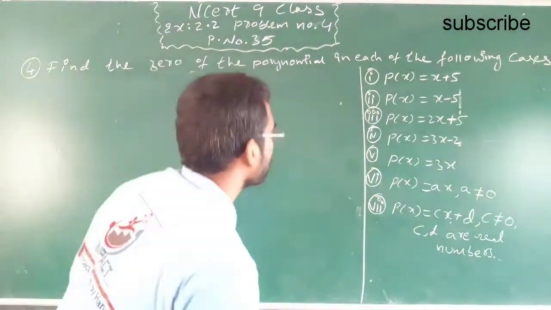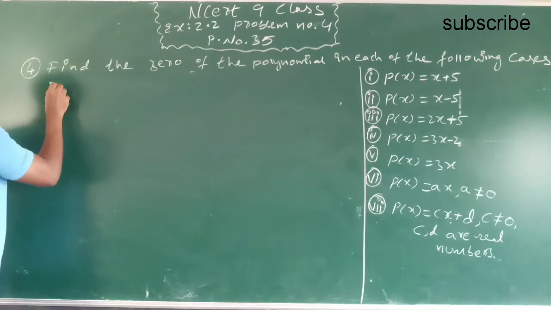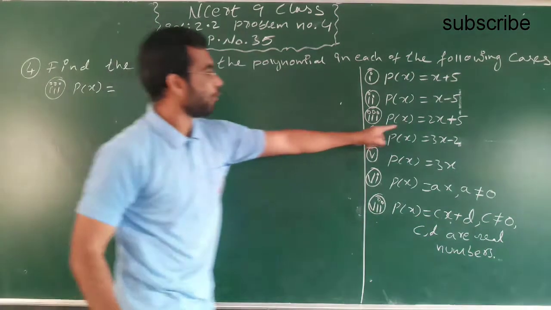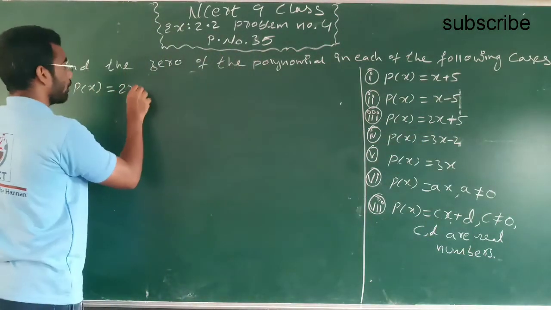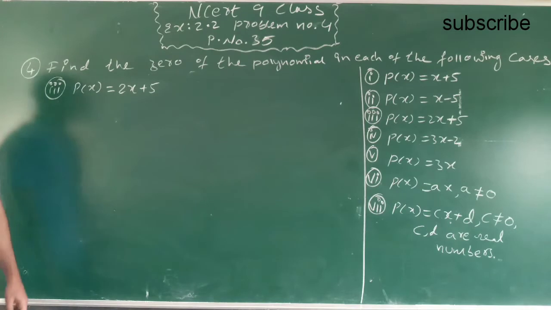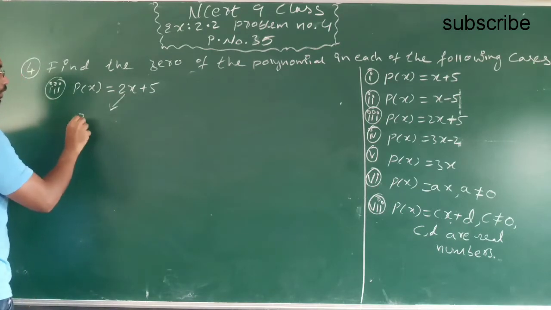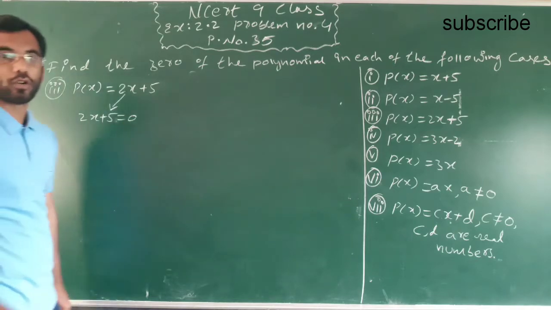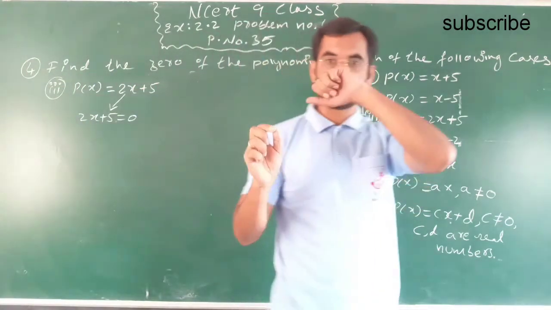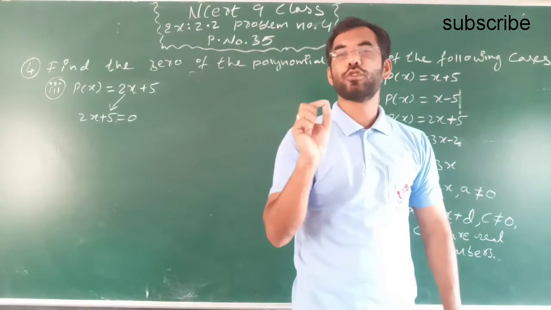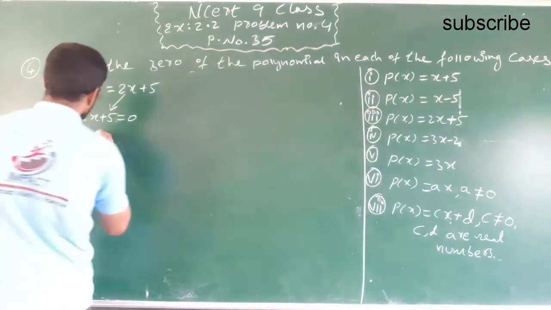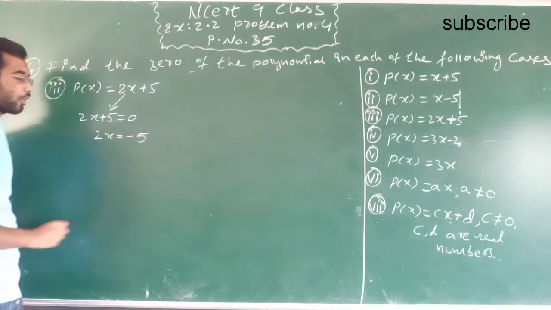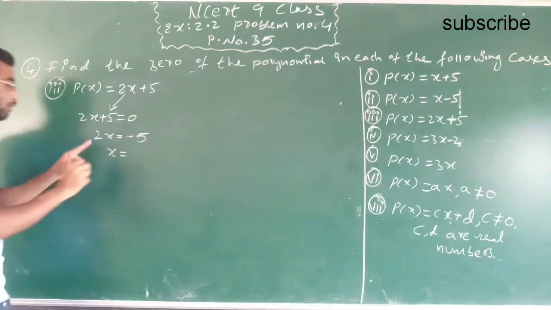What is the next? Third one. P of x is equal to 2x plus 5. We will take this 2x plus 5 is equal to 0. Remember, only the variable should remain at one side. So 2x is equal to, can I send this 5 this side? It will become minus 5.